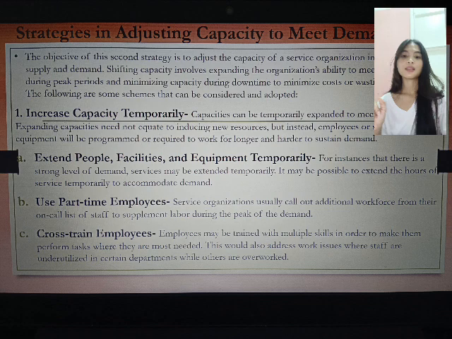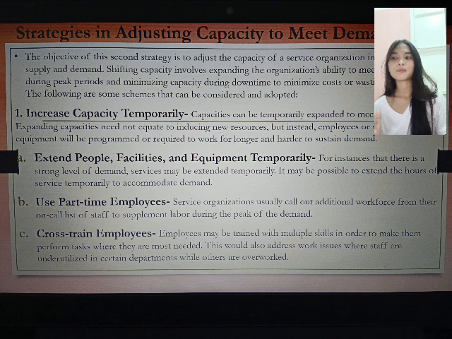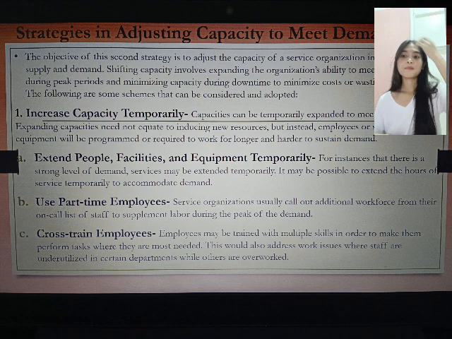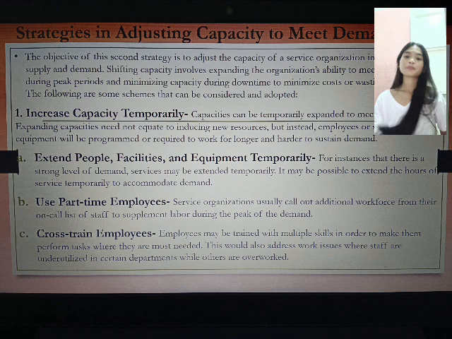For instances that there is a strong level of demand, services may be extended temporarily. It may be possible to extend the hours of service temporarily to accommodate demand. So dito, kung maraming nagde-demand ng service or product, syempre extended temporarily, hindi naman ito permanent. So, sa time na ito, i-extend niyo ang capacity or ang time period ng service para ma-accommodate ang demand ng customers.